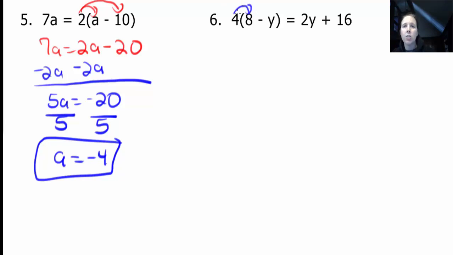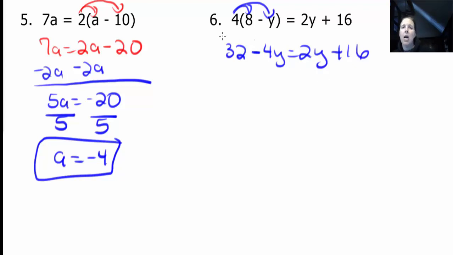So here we're going to distribute as well. 4 times 8 is 32, minus 4y equals 2y plus 16. So this one we have to combine our y's and our integers. Again, it doesn't matter, you can move it whichever way you want. I'm going to do it this way this time to show you that you can do it with negatives. It's fine. Please rewrite your steps.